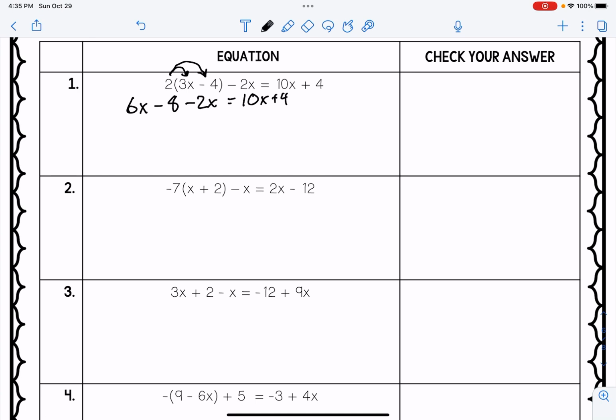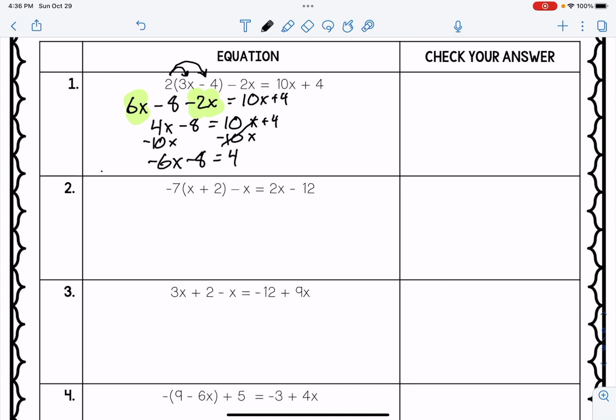Going to combine my like terms. So 6x minus 8 and then minus 2x. My like terms here are my 6x and my minus 2x. So when I combine those, we will just get 4x minus 8 equals 10x plus 4. I'm now going to gather my variables to one side. I'm going to do that by subtracting 10x's, and we will have negative 6x minus 8 equals 4.